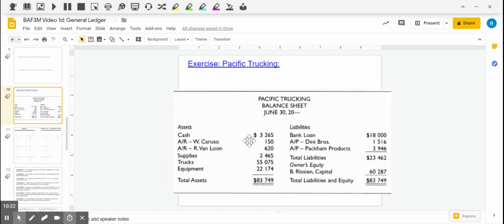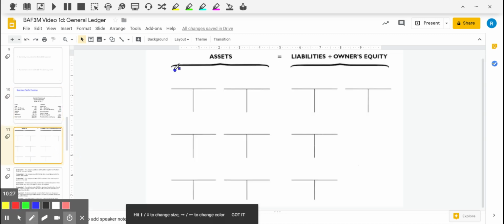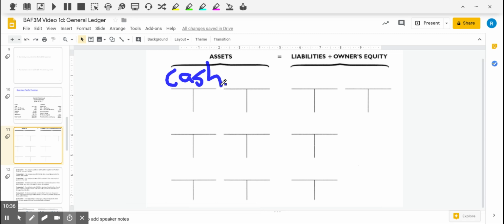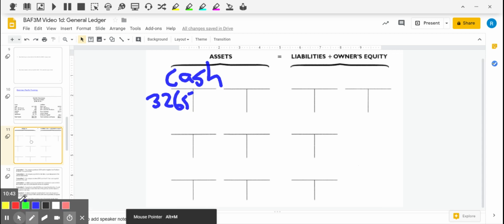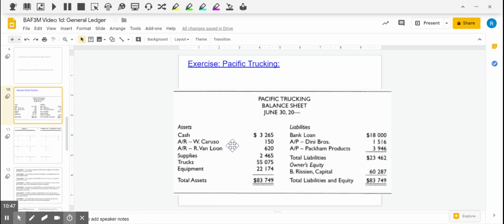Basically, they have cash of 3265. So you would go to your T accounts, pick a T under assets, and say cash, 3265. Which side do we put it on? What's a normal balance for assets? It's debit. I won't do everything, I'll just do one more example. You would keep going down this list, making a record for accounts receivable for Caruso, accounts receivable for Van Loon, supplies, trucks, equipment. You'd fill all the asset T accounts, and all of these would be on the debit side.